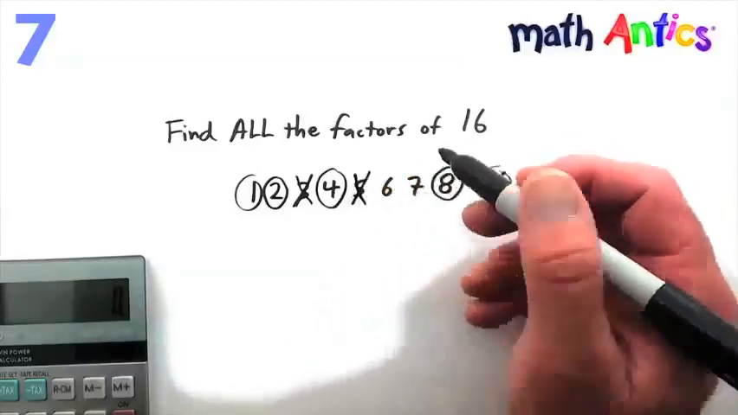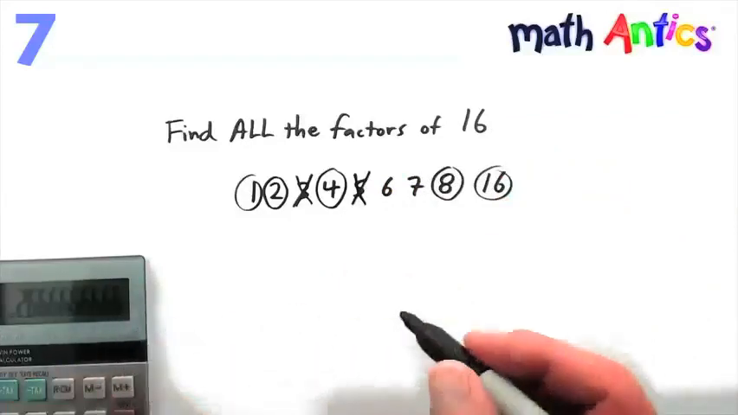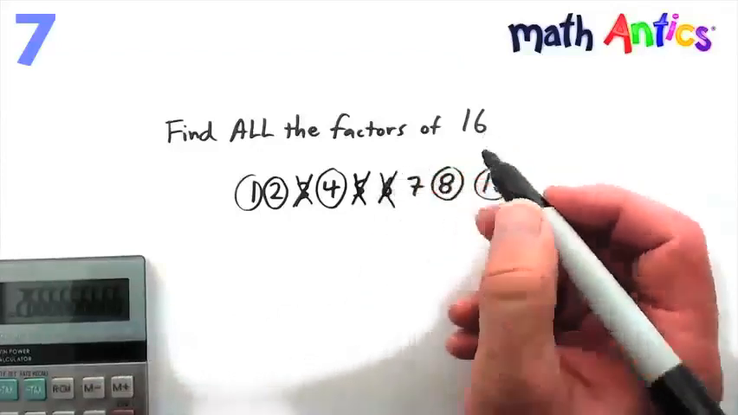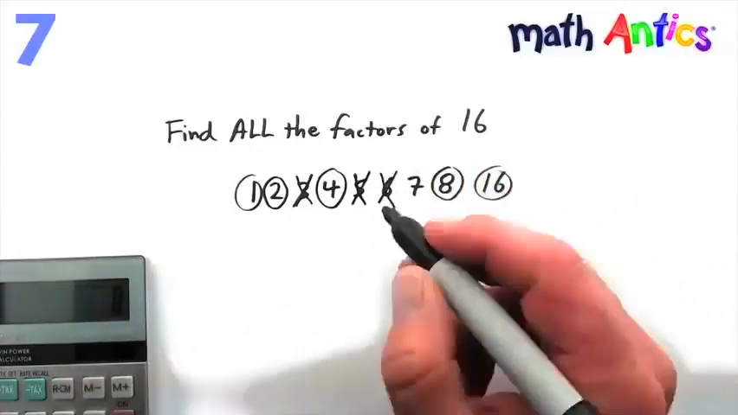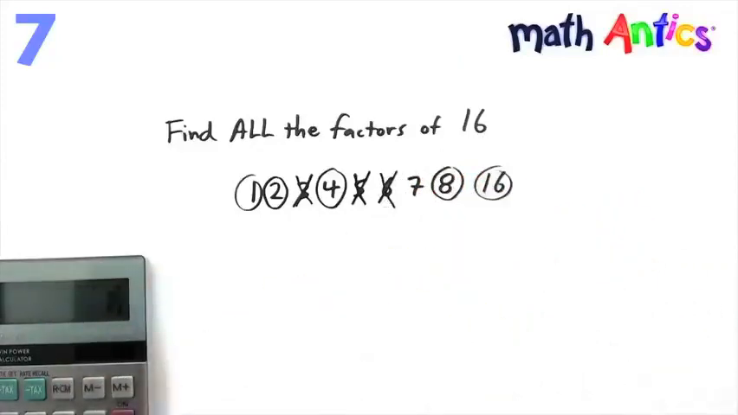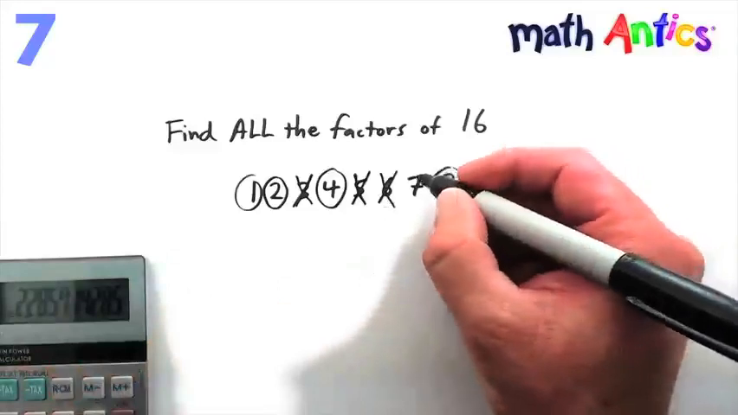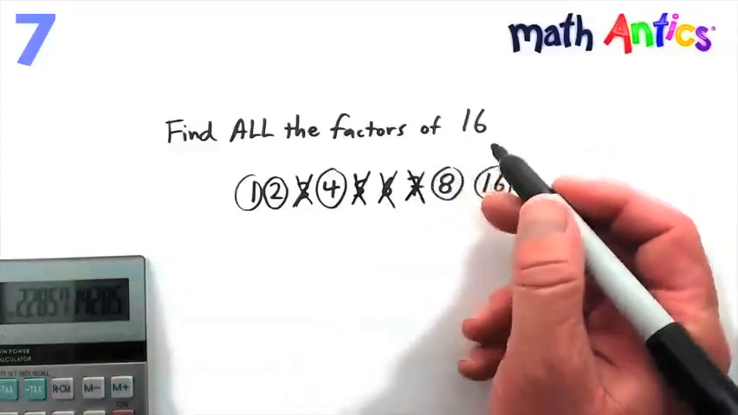Next, we can check 6. Let's do that with our calculator. 16 divided by 6 gives us another crazy long repeating decimal. So that has a remainder. It's definitely not a factor of 16. Now let's try the last one we haven't tried, which is 7. 16 divided by 7 gives us 2.28 and so on. Lots of decimals there. So that also didn't divide evenly and is not a factor of 16.